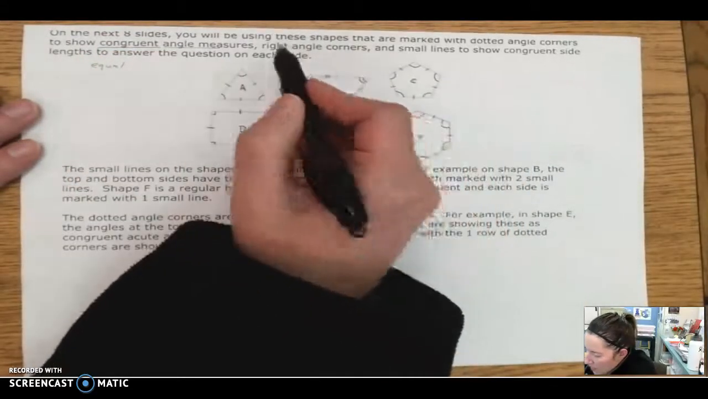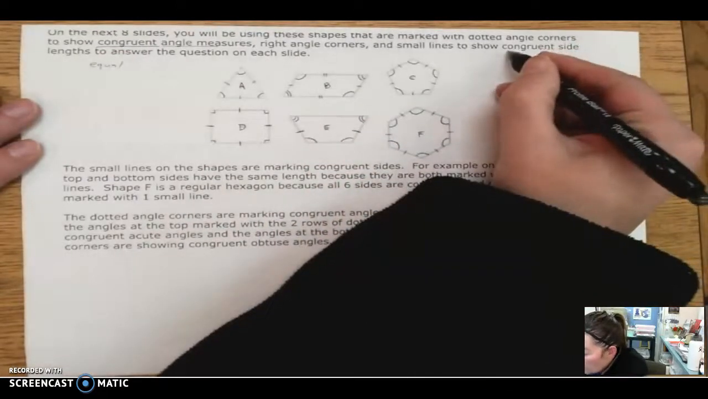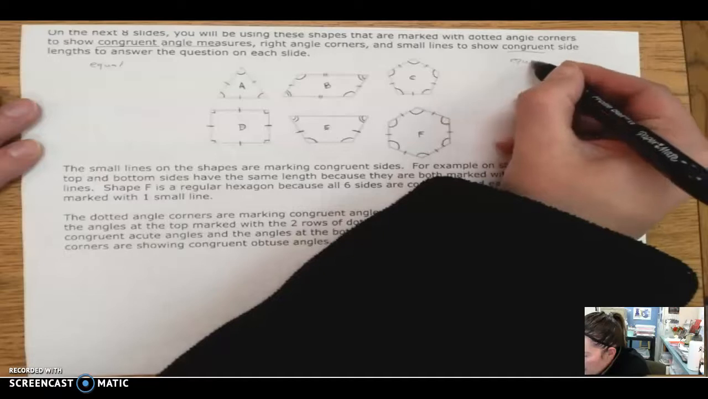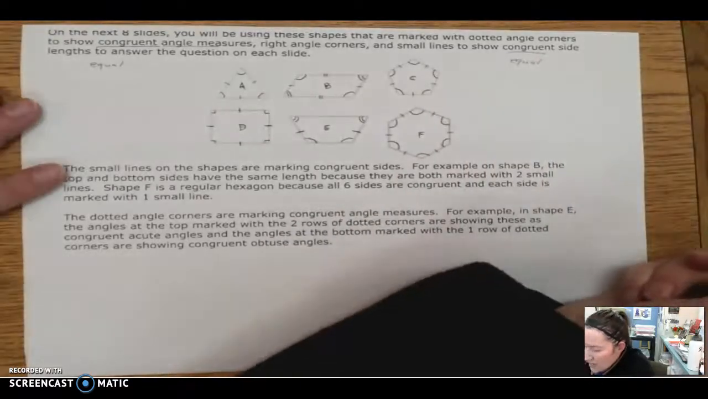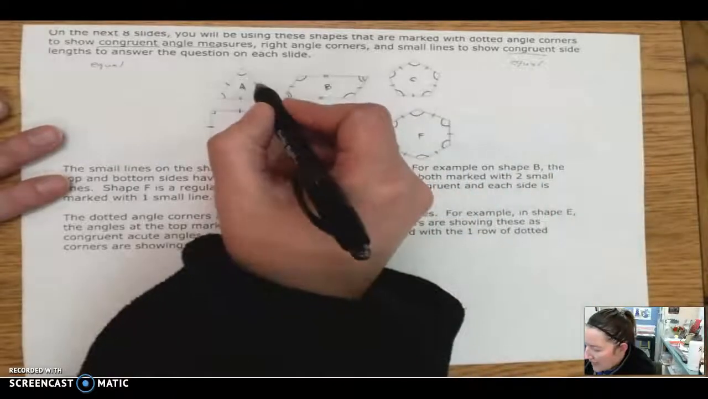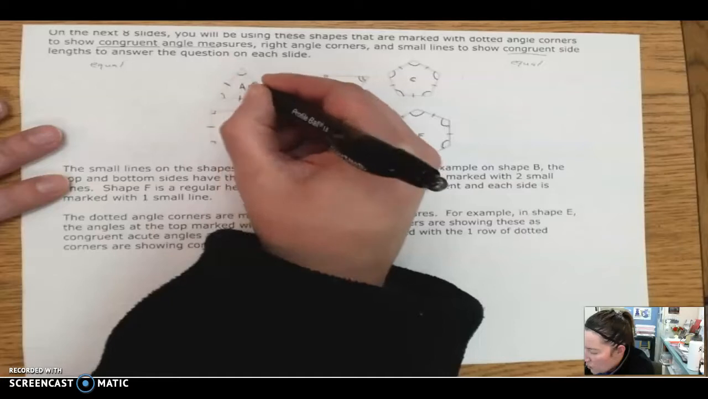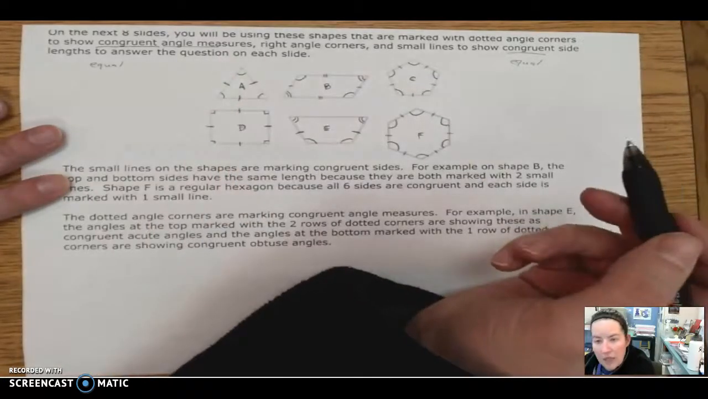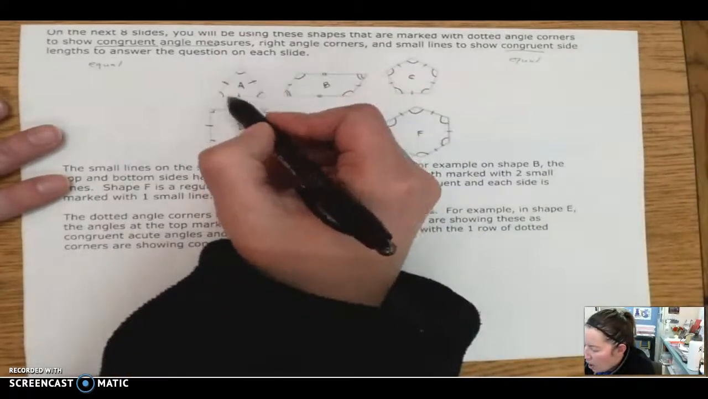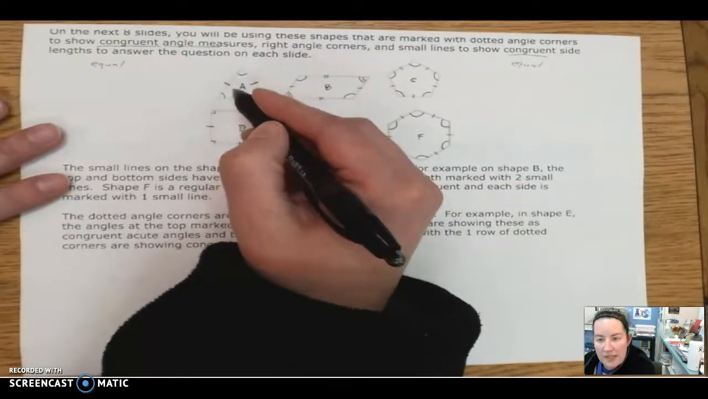Right angle corners, they're marked with right angle corners, and small lines to show congruent or equal side length to answer the questions on each side. So let me show you what it means. Say triangle A, notice each one of these sides has one little small line on it. That means they're all the same size. So this size, this size, this side, they're all the same.